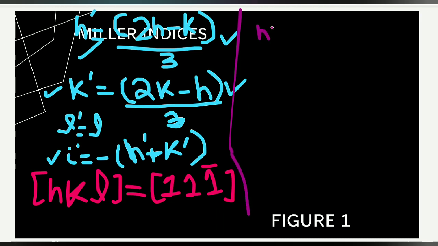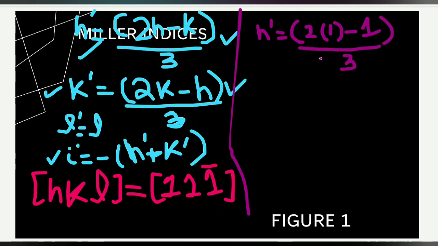So H prime is equal to 2, H was 1, minus K was 1 also. You can see the Miller indices that we got, divided by 3. 2 into 1 is 2, 2 minus 1 is 1, so we got 1 over 3.